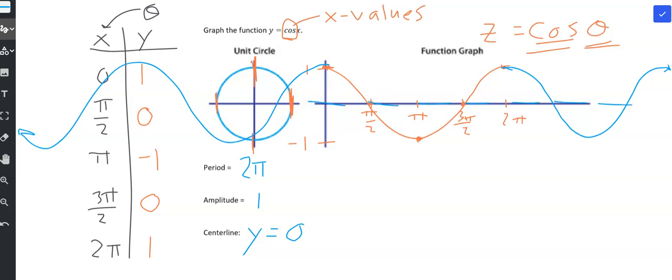Okay. Well, first of all, amplitude is always defined as a distance. So being a distance, it's going to be positive. And we're just measuring from that center line to the top or from the center line to the bottom. You're just measuring that distance only and saying, okay, it is 1 unit.